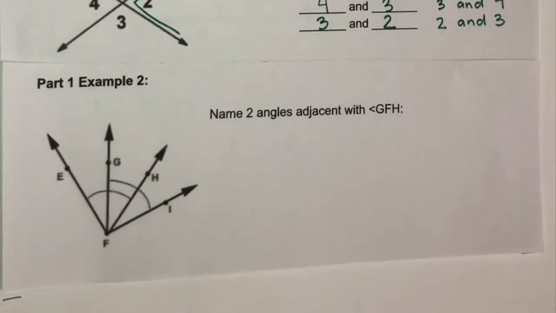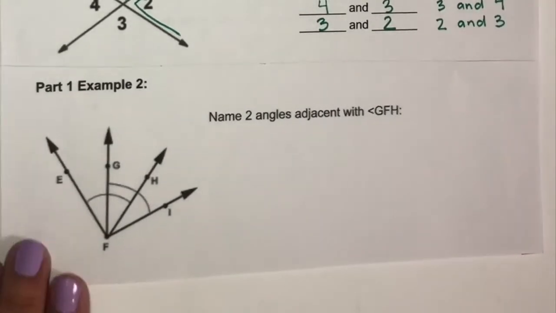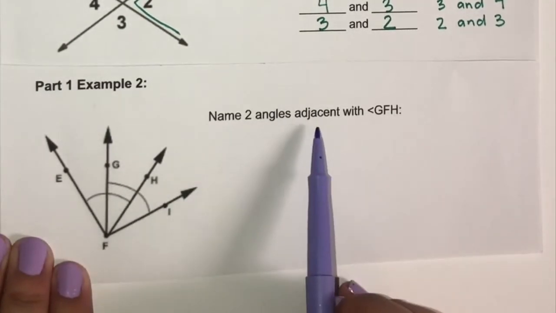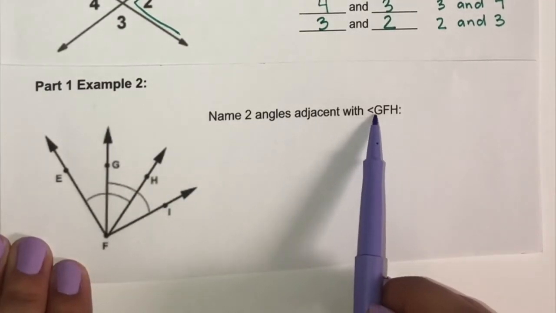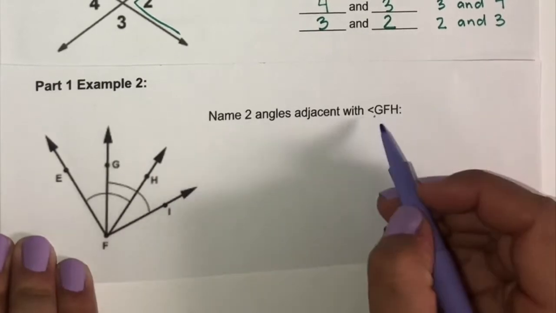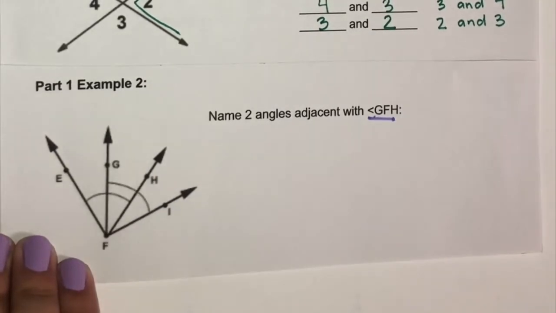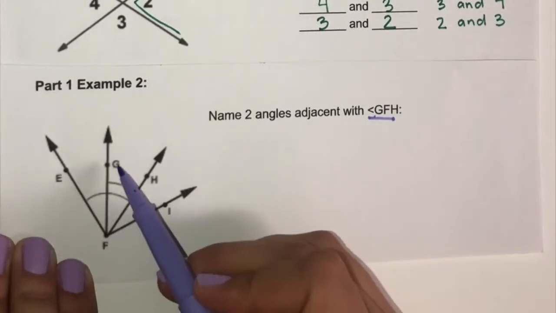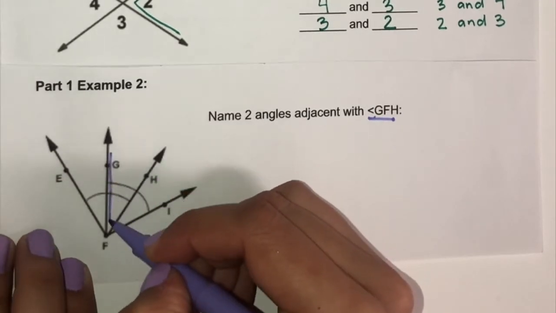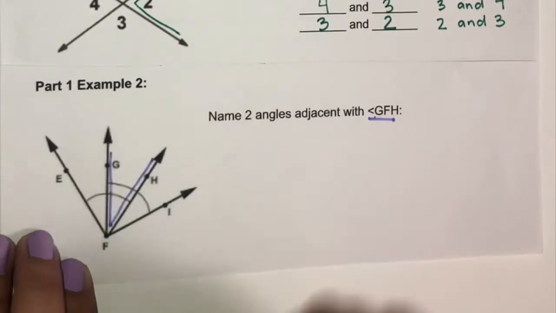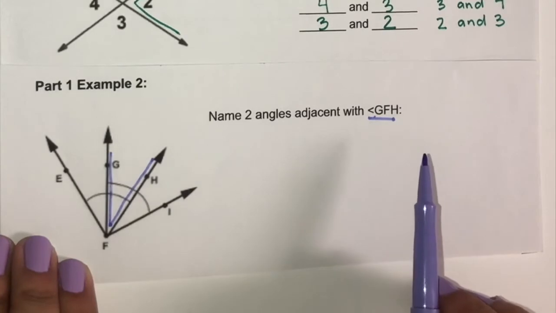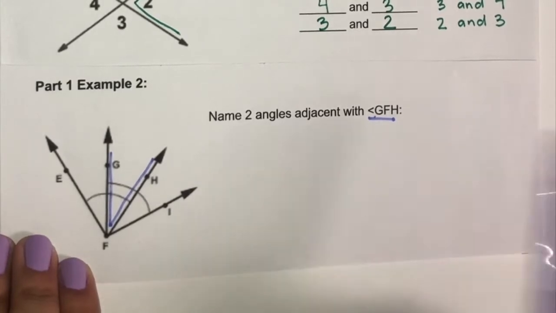So now we're looking at part 1, example 2, and it says, name 2 angles adjacent with angle GFH. So the first thing I'm going to do is find angle GFH. That's this angle. So I need to find two other angles that are adjacent with this angle.